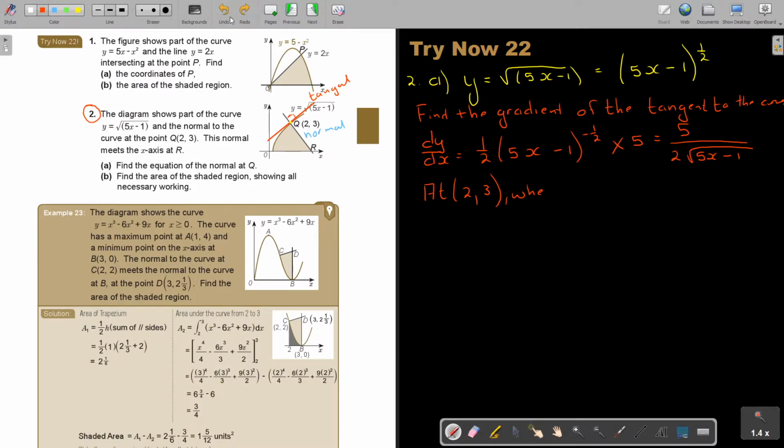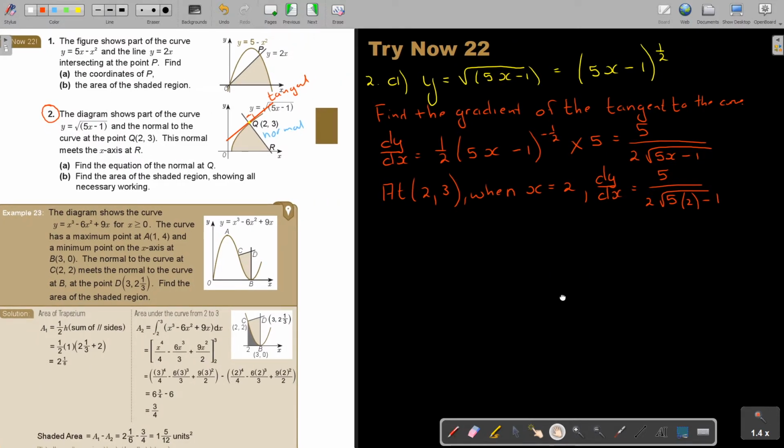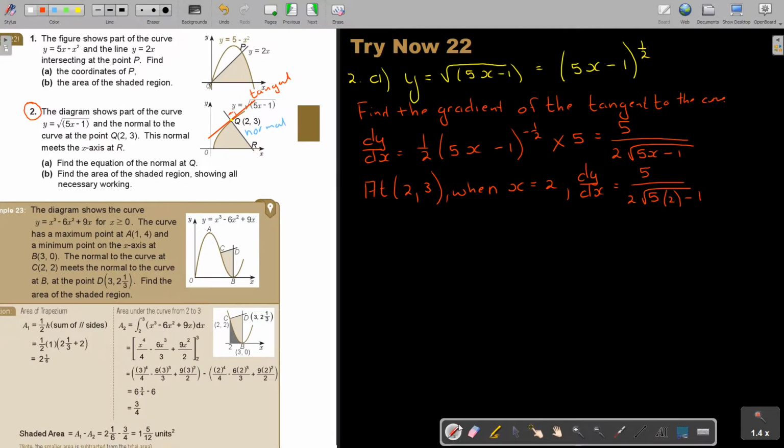Just keep my pen correct. When x is 2, then dy by dx equals 5 over the square root of 5x minus 1. That is going to be 5 over the square root of 10 minus 1, it's 9, so the square root of 9 is 3, so 3 times 2 is 6. It's 5 over 6.